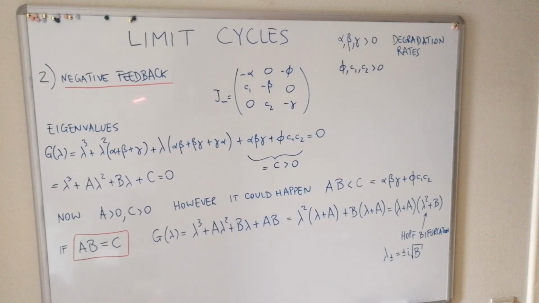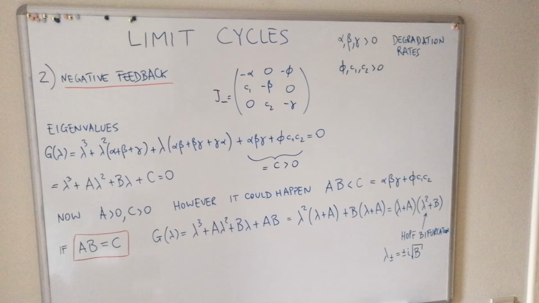We consider now the case 2, which is negative feedback. The Jacobian is J minus and differs from the previous one by a negative element here, minus phi. Again, C1 and C2 are positive. So again, calculation of eigenvalues gives a characteristic polynomial very similar to the previous one, but now I have alpha times beta times gamma plus phi C1 C2. And this is definitely a positive number. Let's call this one C. As before, this is certainly positive. Now we have A larger than 0, C larger than 0.